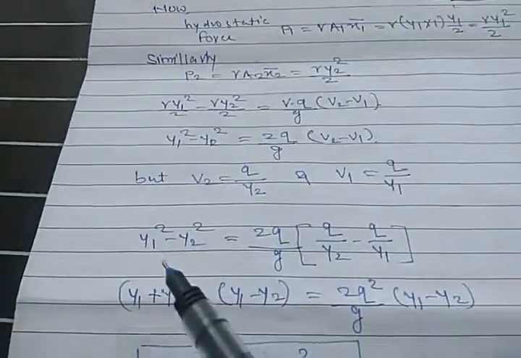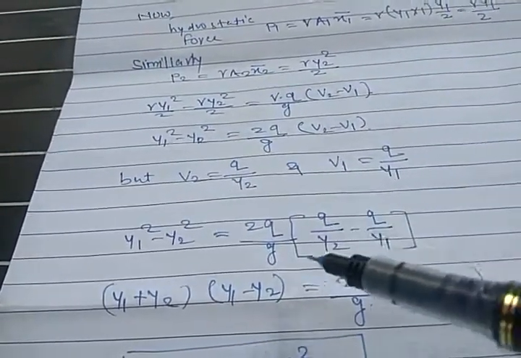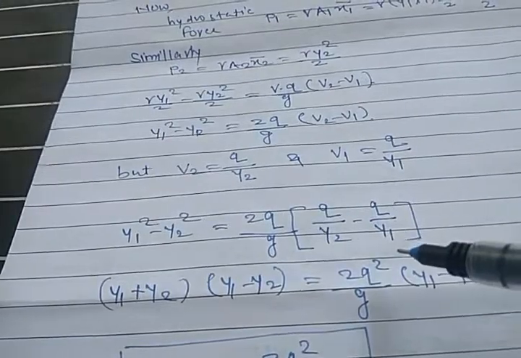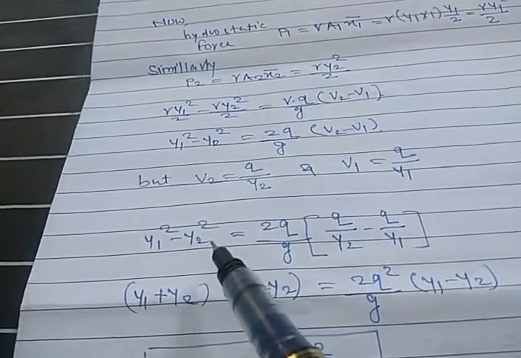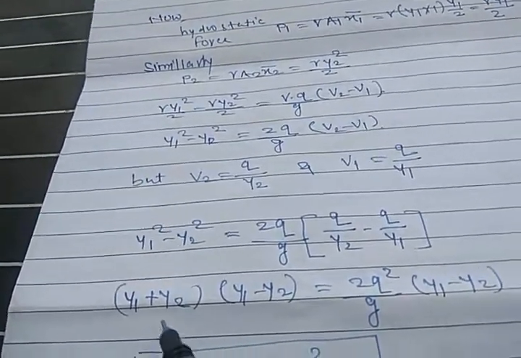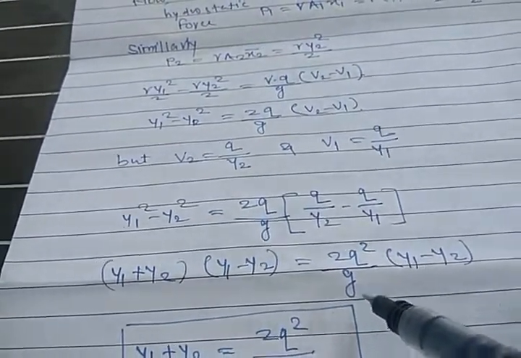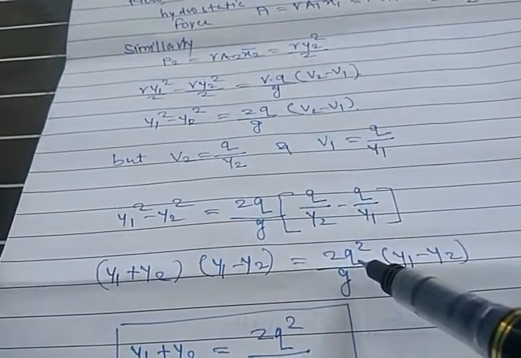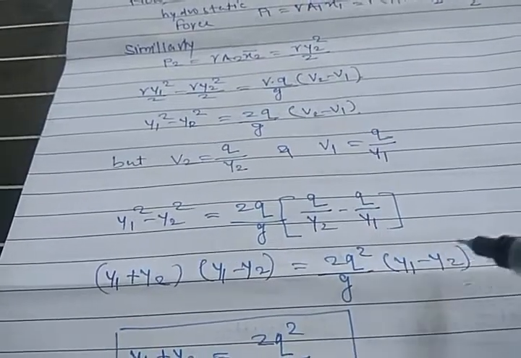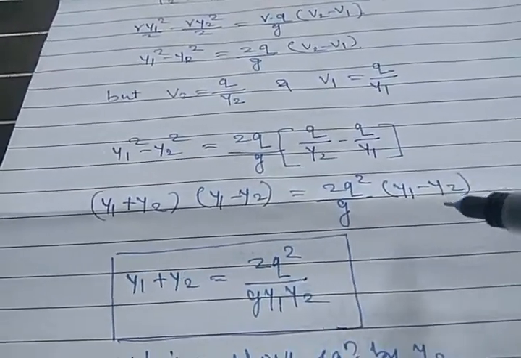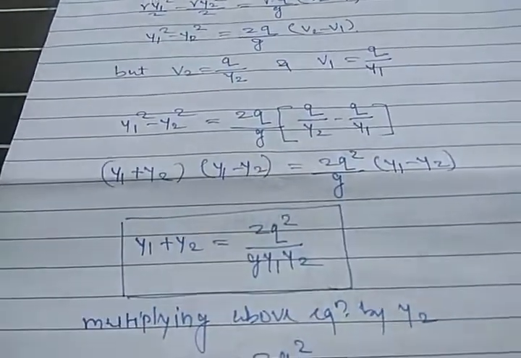So y1 square minus y2 square is equal to 2q upon g into bracket q by y2 minus q by y1. Breaking this, a square minus b square has roots a plus b, a minus b. So y1 plus y2 in one bracket, y1 minus y2 in another bracket. 2q by g as it is, q taken outside, now this becomes q square, 1 upon y2 minus 1 upon y1, so y1 minus y2 upon y1 y2.